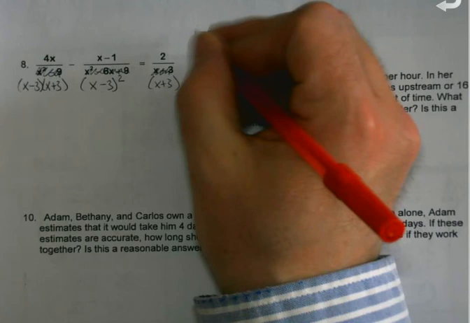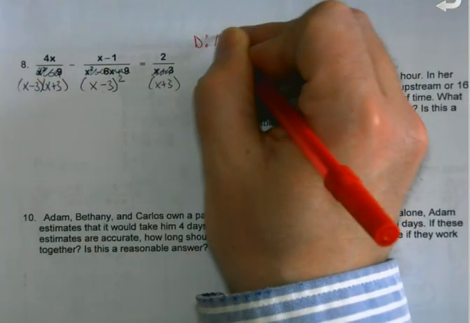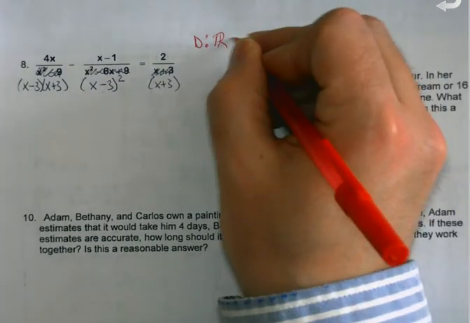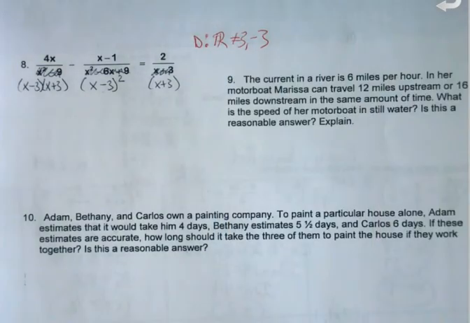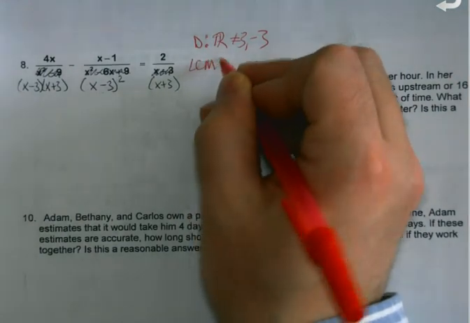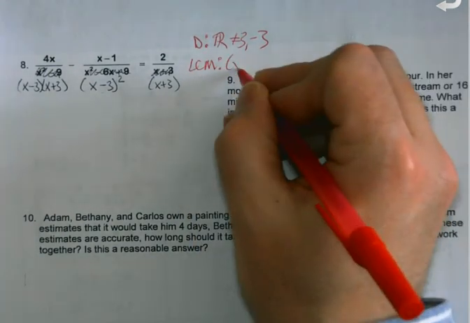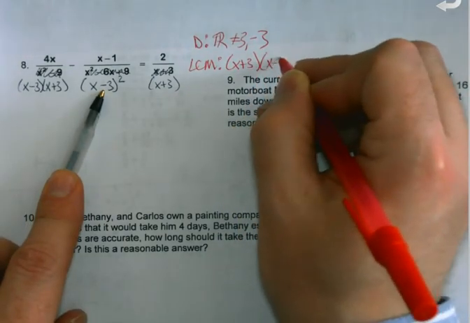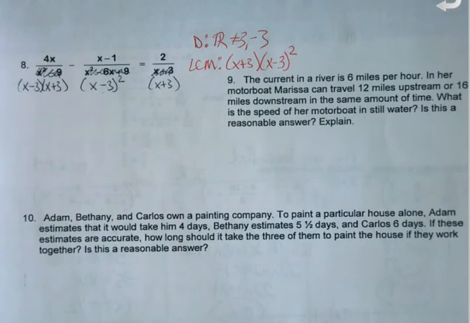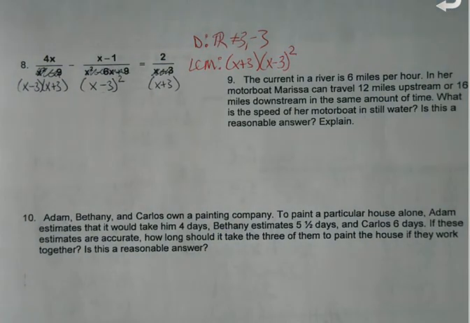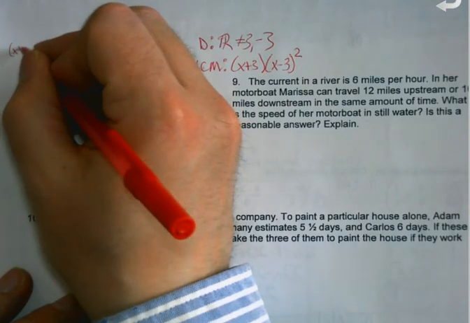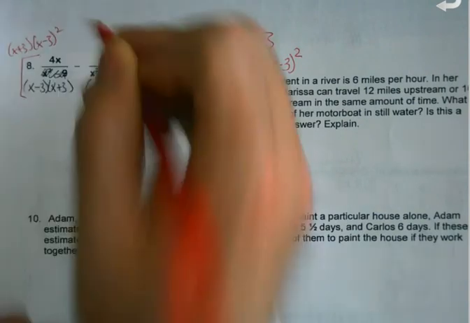Before we get there, now that we're factored, where are my issue values? 3 and negative 3. And my LCM is going to be x plus 3, but then since I have an x minus 3 that's squared within one fraction, I have to use the squared. If I only use 1, I'm going to get in trouble. So when I got to that second fraction, things aren't going to work for me. So x plus 3, x minus 3 squared.